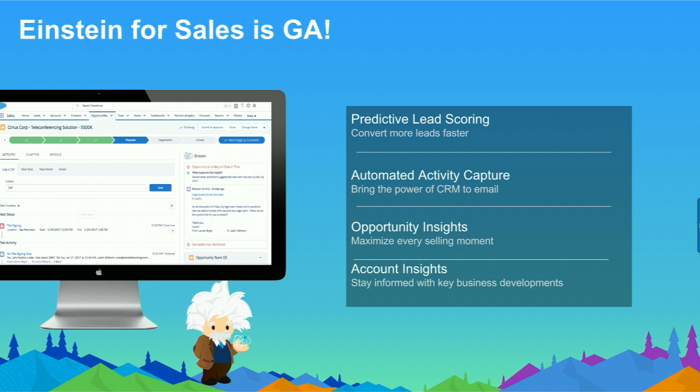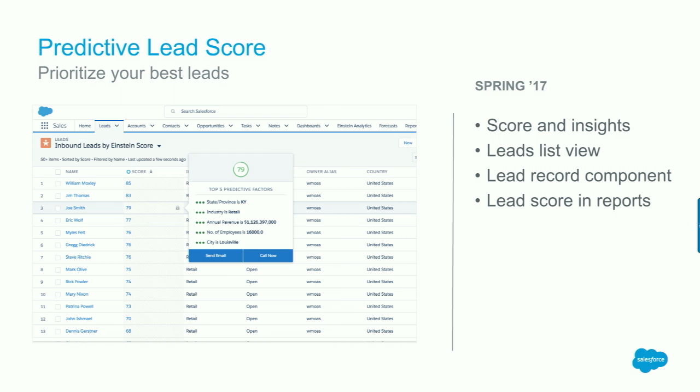Einstein is really helping your sales team be more productive, sell smarter, all the way from lead to cash. And within Einstein, you'll see things such as predictions, key insights, as well as automation. And Einstein has 4 key features. The first key feature is predictive lead scoring. Predictive lead scoring helps your sales teams focus on the best leads that are going to convert into opportunities.